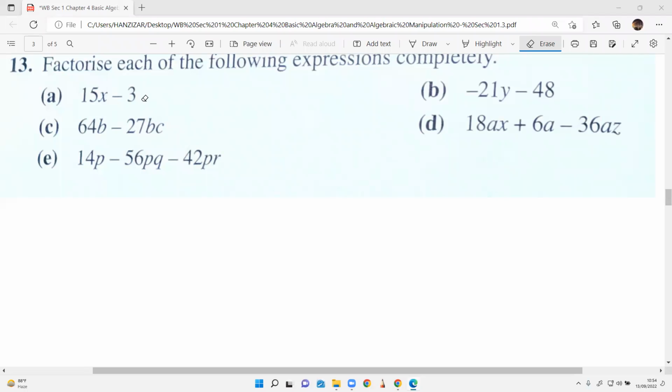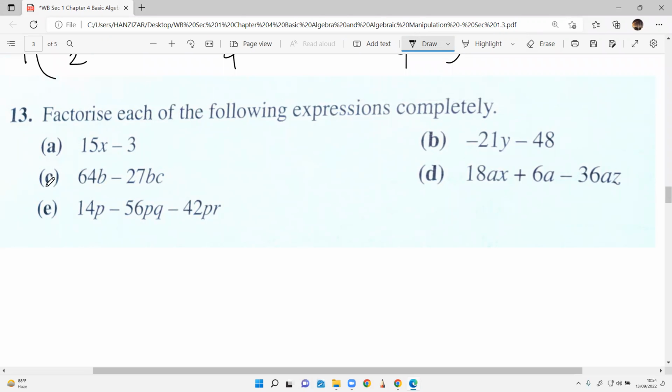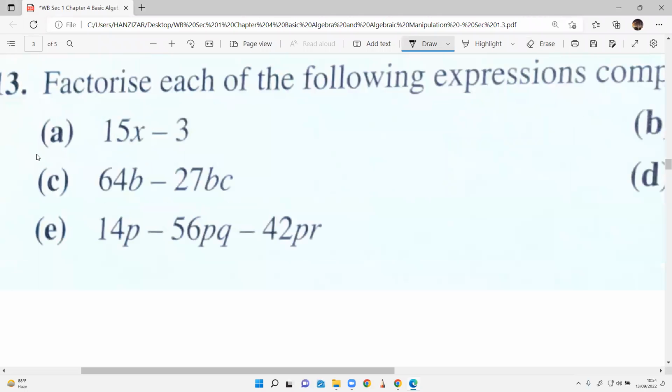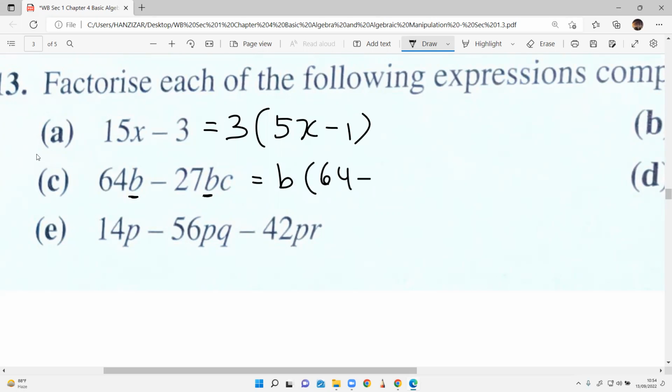And then for number 13, I found it very, very easy, right? So for number 13a, you are factorizing 3, right? And then you divide by 3: 5x minus 1. 64 and 27, no, you cannot divide anything. But what you can get rid of is b. You can take out b of 64 minus 27c, right? How about question E? What number can you get rid of? That's it.